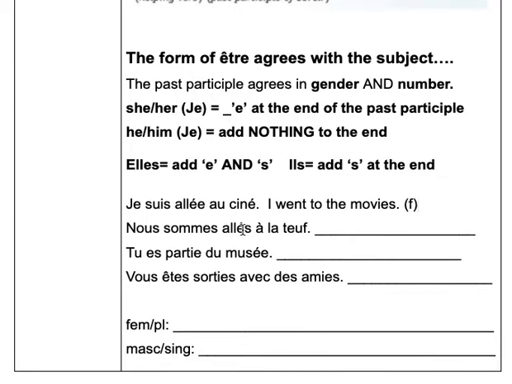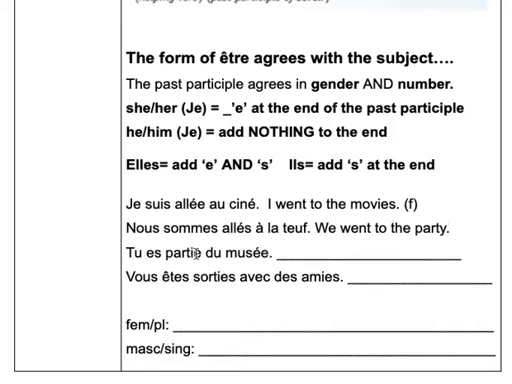Nous sommes allés à la teuf. Now I notice there's no E here, so I'm guessing this we is a bunch of he, him pronoun users. And there's an S because we is always plural. Okay? So nous sommes allés à la teuf. We went to the party. Nous sommes allés, using être with aller. We went to the party. Okay. All right.